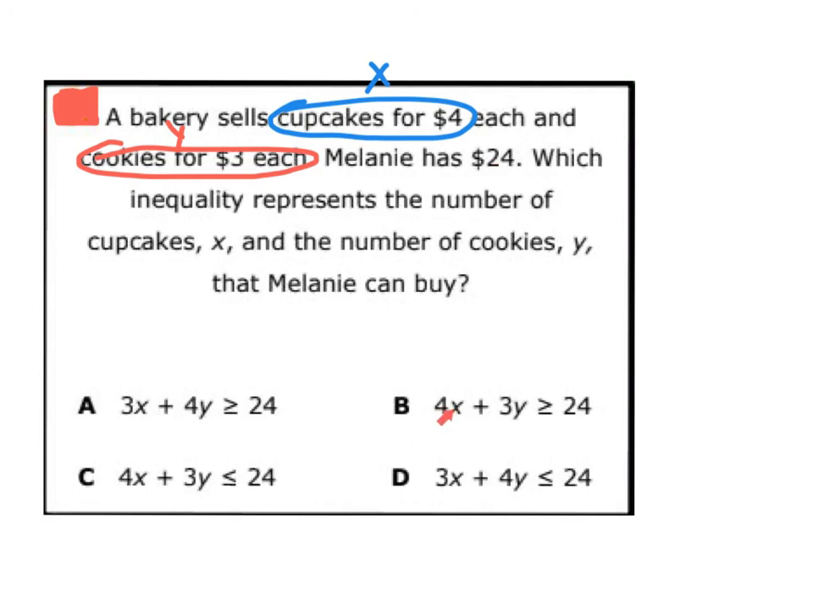So 4X plus 3Y, and it has to be less than or equal to $24. So you can see on here, this answer would be C. All right, that's a quick look at writing inequalities.